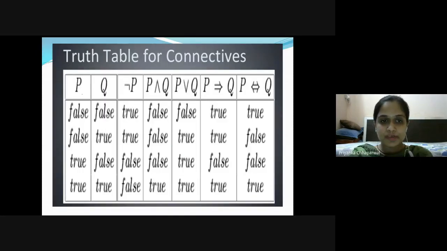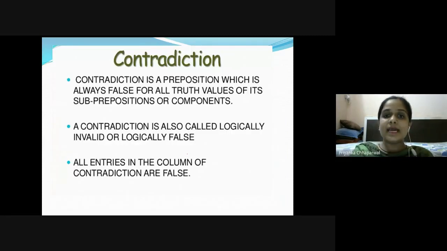If you have two variables, p and q, then we have the negation of p, the intersection p and q, the union p or q, p implies q, and p biconditional q. So we have five operators, and this is a combined table for them. Okay, then we have to understand what a contradiction is.